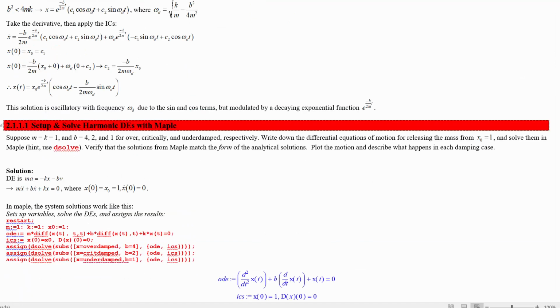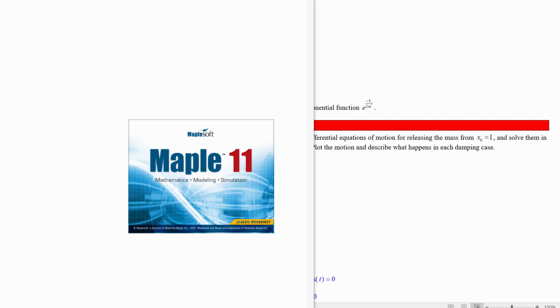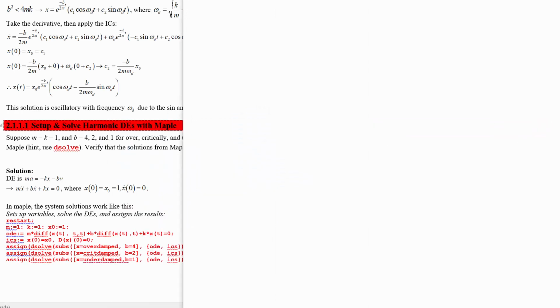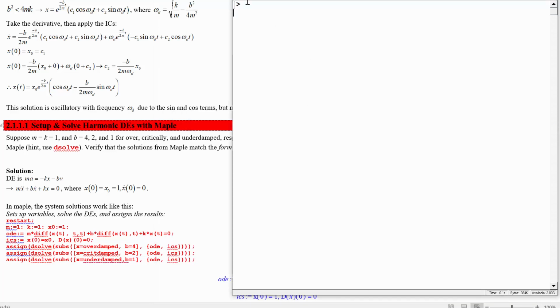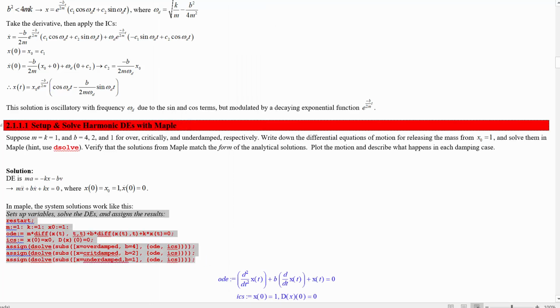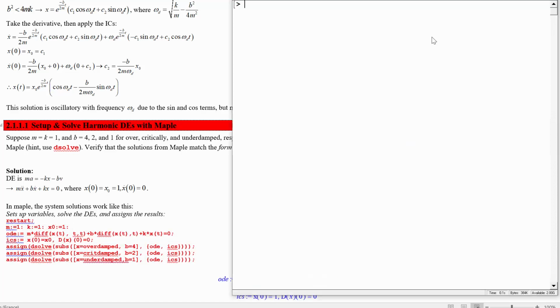Okay, let's get going and solve this with Maple. With the solution here, we could just copy it in and run that. But let's see if we can build it up ourselves. So let's hold off on assigning the variables. Let's just put in the differential equation that we got.